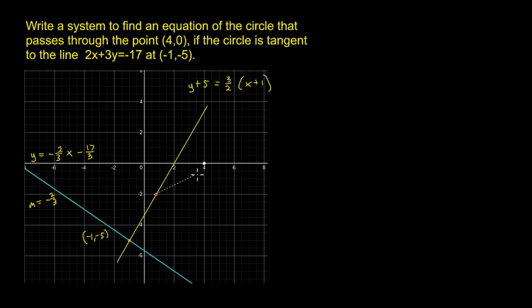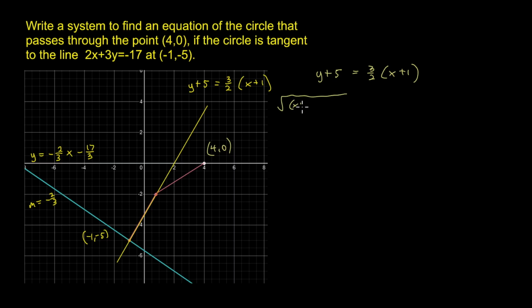So the distance from the central point to the point (4, 0) is the same as the distance from the central point to (-1, -5). Now we've got two equations. Our two equations are y + 5 = 3/2 (x + 1), because it's got to be somewhere along this line, and then the distance formula.